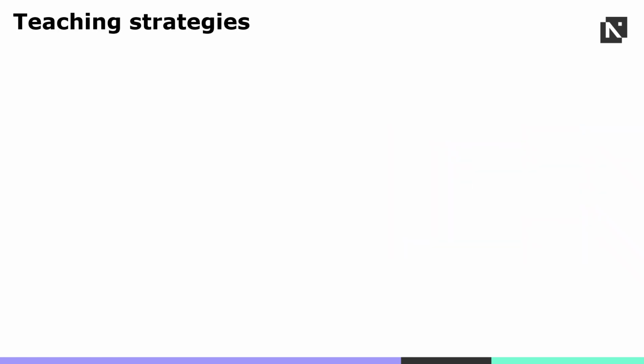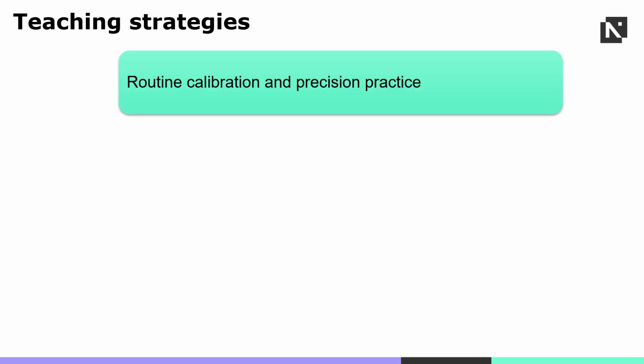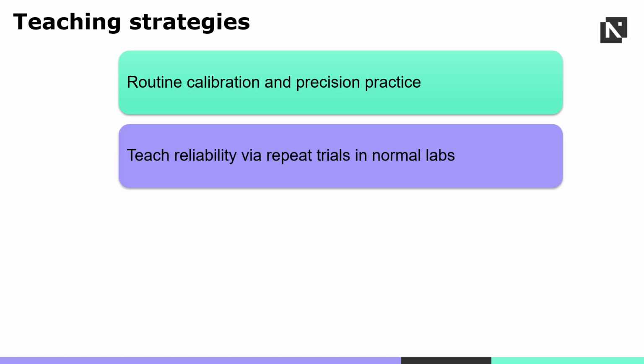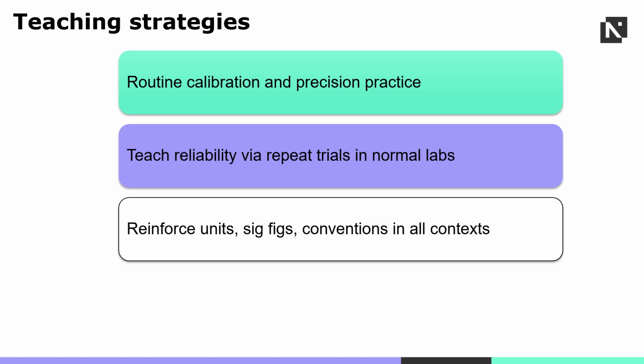To support students in assignment 2, teaching strategies should be tightly focused on accuracy, reliability, and presentation. Begin with regular practice in routine calibration and precision use of pipettes and balances, so learners gain fluency. Secondly, embed the concept of reliability by insisting on repeat trials as a standard practice in everyday lab sessions. Thirdly, reinforce conventions, particularly units, significant figures, and consistent notation across all lessons, not just during assessment preparation.